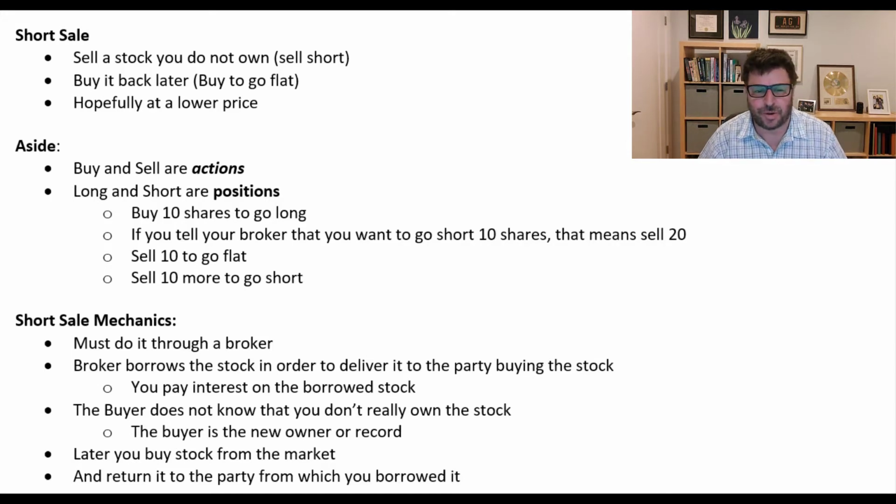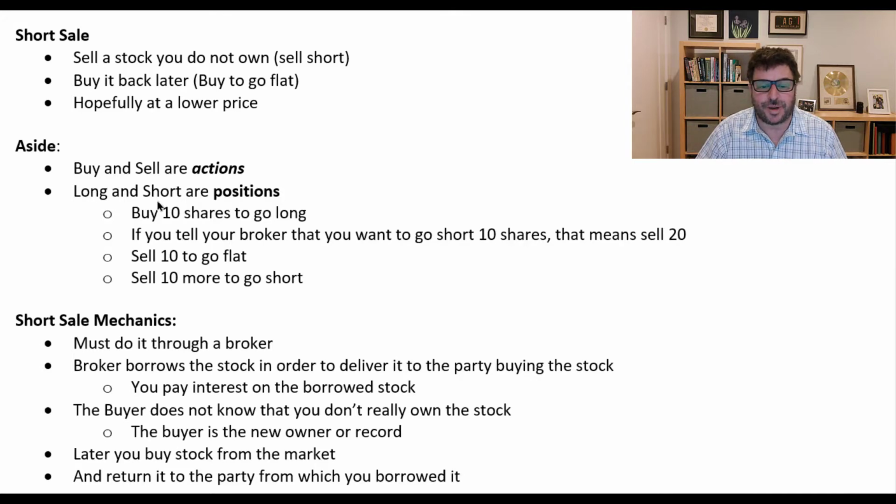Just quickly, the terminology: buy and sell are actions, and long and short are positions. So when we use this terminology, we were flat, and we buy 10 shares to go long. If you tell your broker that you want to go short 10 shares, well, that means you're long 10. If you want to go short 10, it means you have to sell 20. You sell 10 to go flat and then 10 more to go short. So again, buy and sell are actions, long and short are positions.